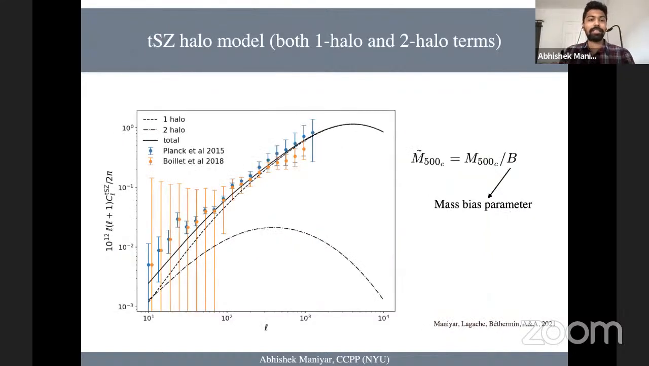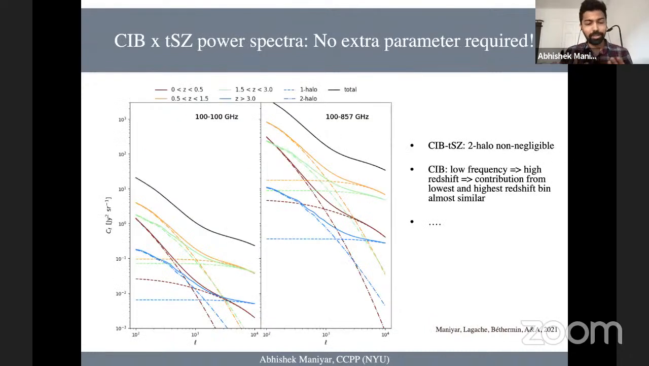Then, as I said, we also use the tSZ halo model, which is normally used in practice, and we consider both the 1-halo term and the 2-halo term. The 2-halo term is sometimes neglected because it's really small, but we do consider it here in our analysis. The only parameter we have in this case is the mass bias parameter for the tSZ. So we have 4 parameters for the CIB and 1 parameter for the tSZ. Using these 2 halo models, we make a consistent CIB-tSZ power spectrum halo model, which does not require any extra parameter, just the 4 CIB and 1 tSZ parameters.